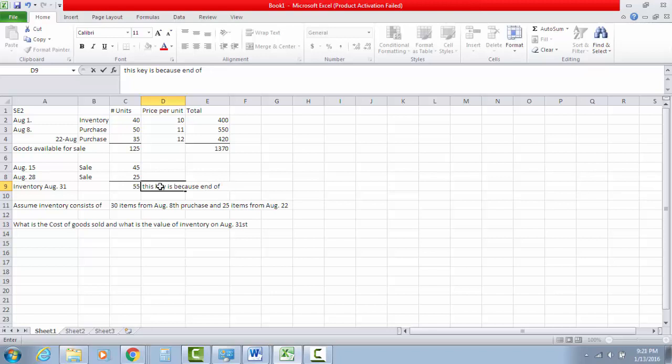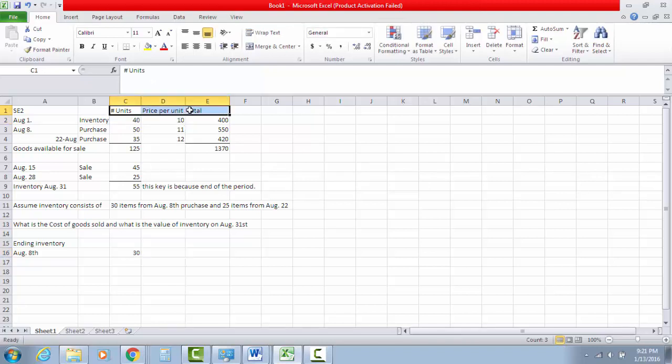So this problem asks us to assume that inventory consists of 30 units from August 8th purchase and 25 units from August 22nd. So let's take a look. So what does that say to us? That tells us two items. We can calculate the ending inventory. Now remember, up top it told us that it had to equal 55 units. So ending inventory tells us that on August 8th we still have 30 units of that available.